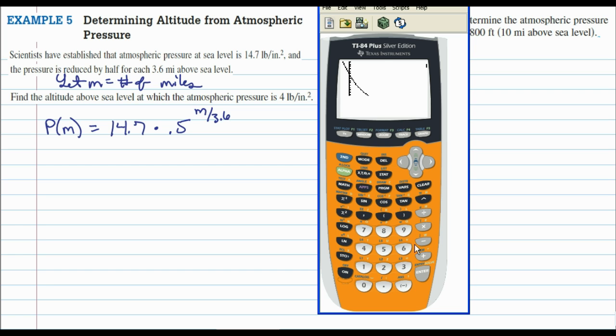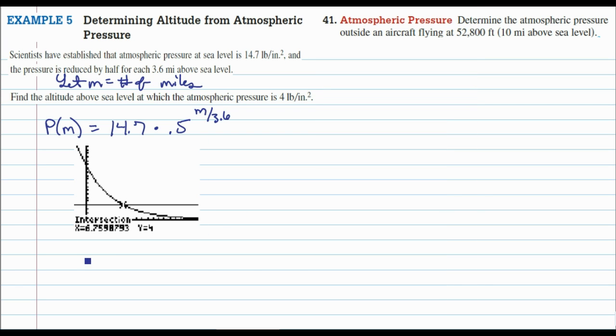So I'm going to find my intersection, and it's about 6.76 miles up. I will feel an atmospheric pressure of 4 pounds per square inch.